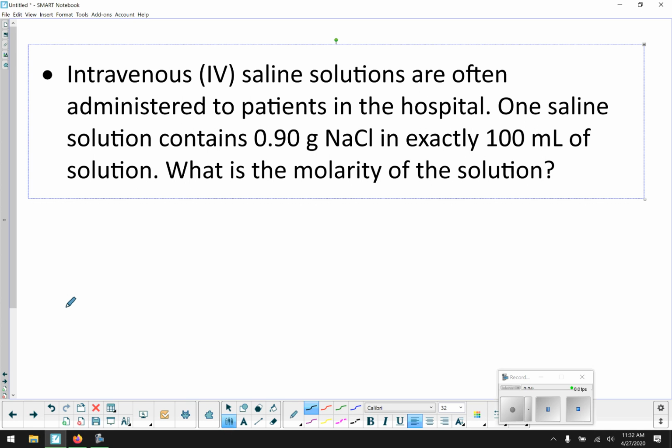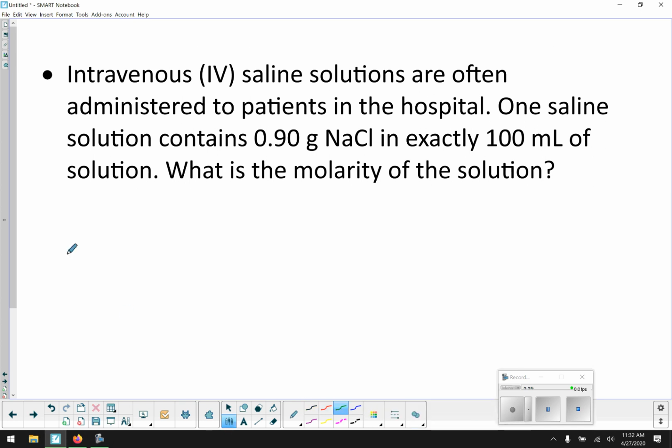IV saline solution generally contains 0.9 grams of sodium chloride in exactly 100 milliliters of solution. What is the molarity of the solution? So this is not a hard problem. Molarity equals moles divided by liters. So we need to find out moles and find out liters.